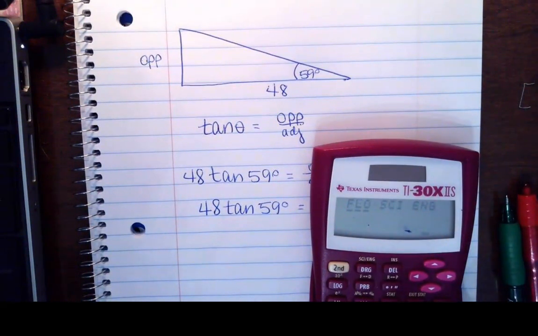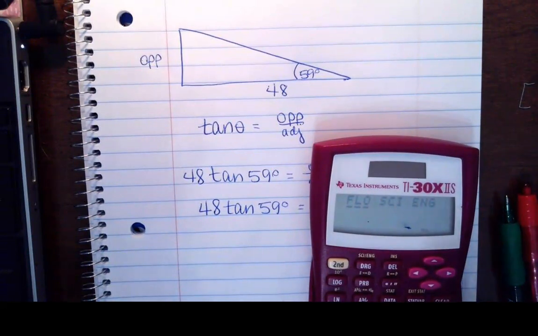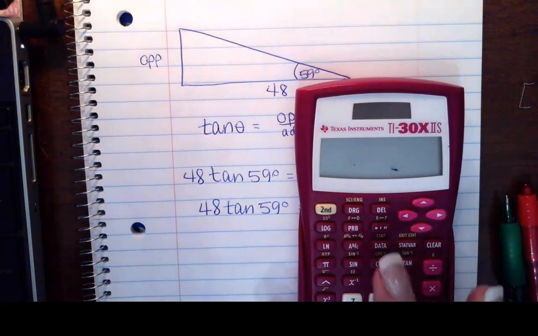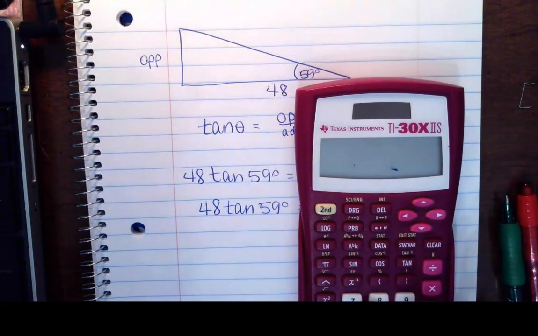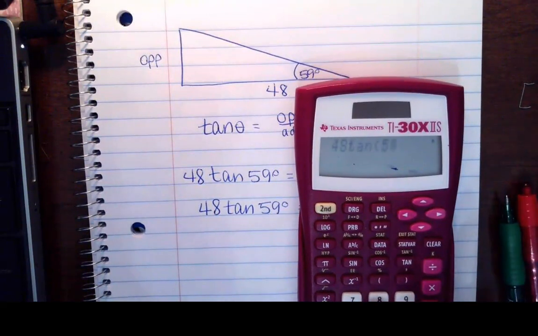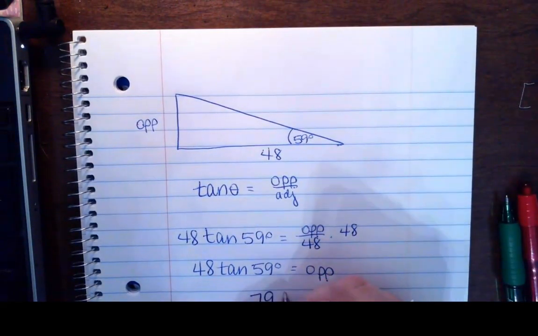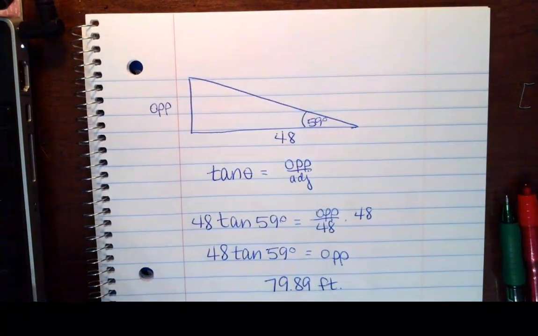Okay. So, oops, sorry, what did I just do? All right, so we have 48 tangent of 59. I just turned the whole thing off. 48 tangent of 59, and what we have is 79.89 feet. So 79.89 feet is how tall the tree is.